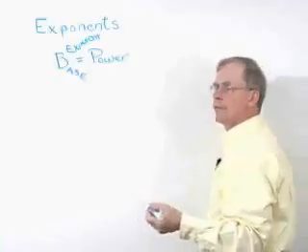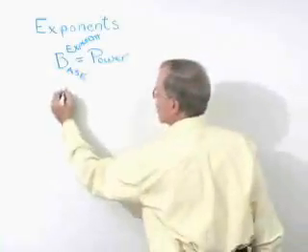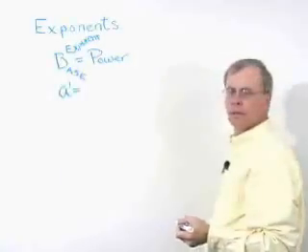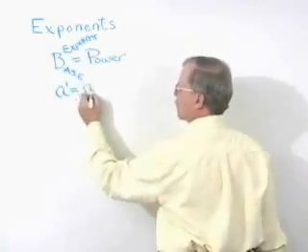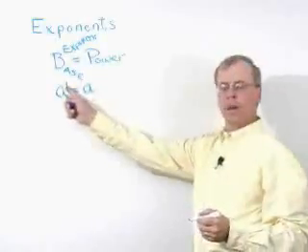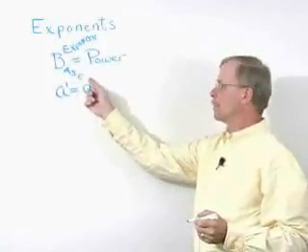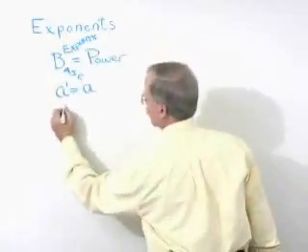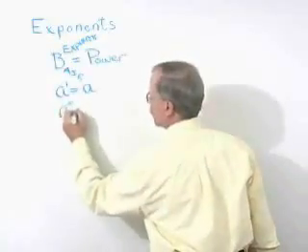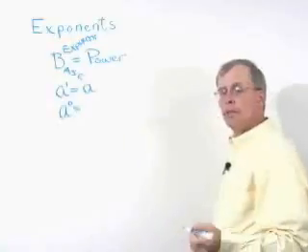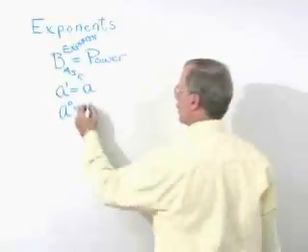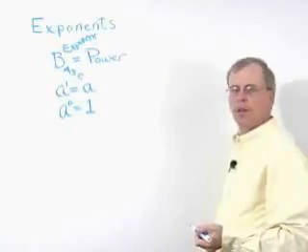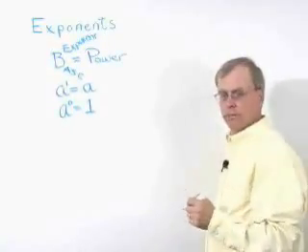And we can define certain ideas. We can define a to the first power to be just a. In other words, we won't always write the 1. If we don't see anything there, we'll assume it's a 1. We can also define something called the 0 power, and we'll define the 0 power to be 1 no matter what the base is. If you raise it to the 0 power, you'll get an answer of 1.